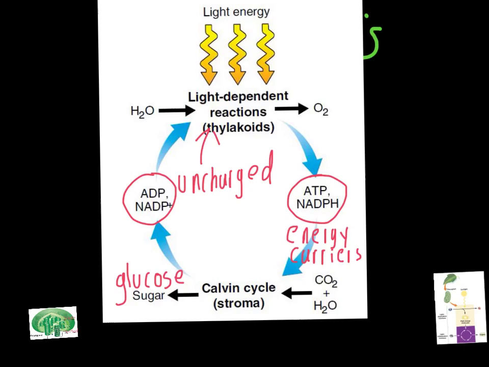Keep in mind, this is just a very general overview. We're going to spend a lot of time in class talking about what actually happens during the light-dependent reactions in order to produce oxygen and ATP and NADPH, and then how exactly the Calvin cycle works in the stroma to take the carbon dioxide and water and produce sugar, leaving us with these uncharged molecules that end up going back to the light-dependent reactions to be charged again.